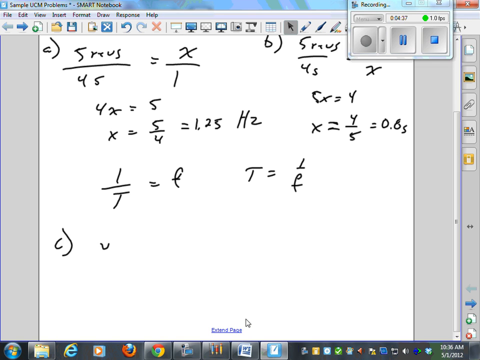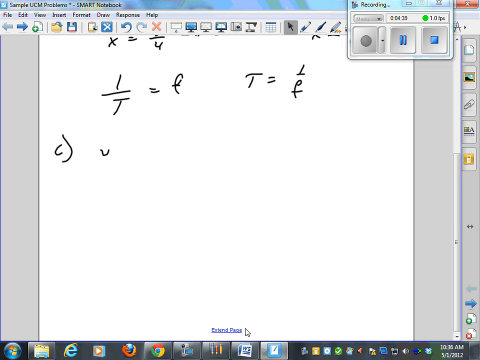Well, is velocity not equal to distance over time? And the distance it travels is actually the circumference. And circumference is equal to? No, that's area. 2 pi r. 2 pi r is the circumference. And the t is actually the period, big T.